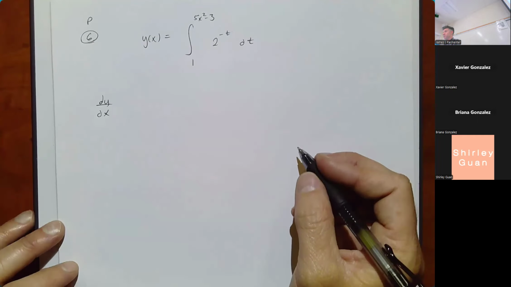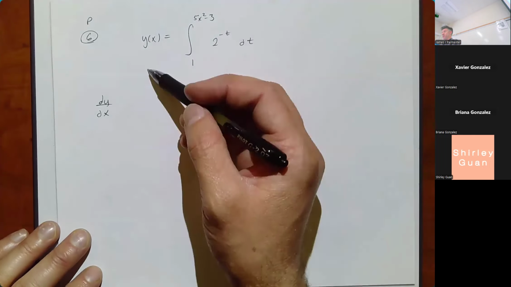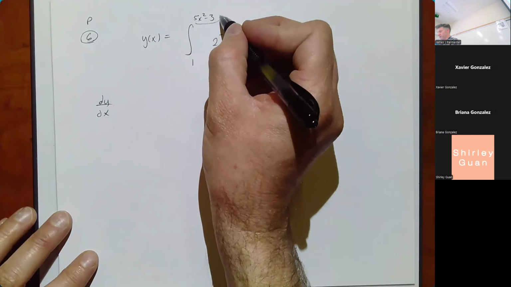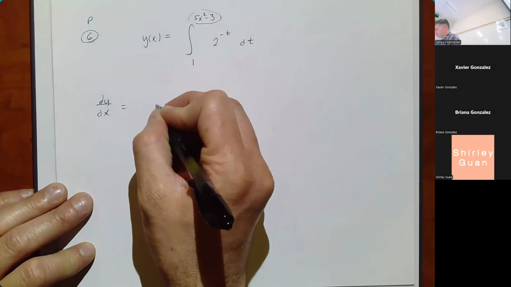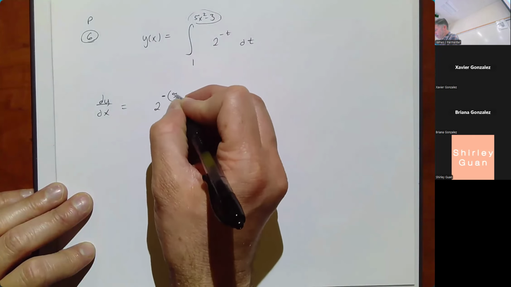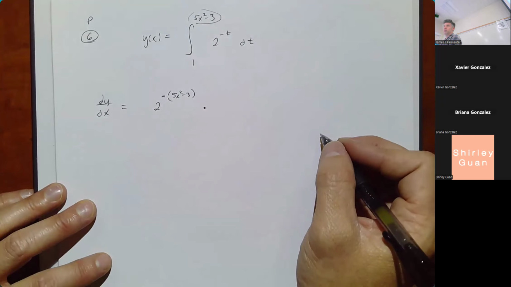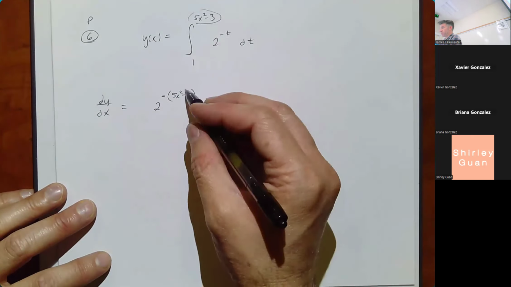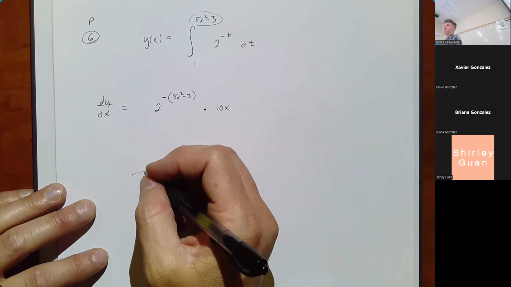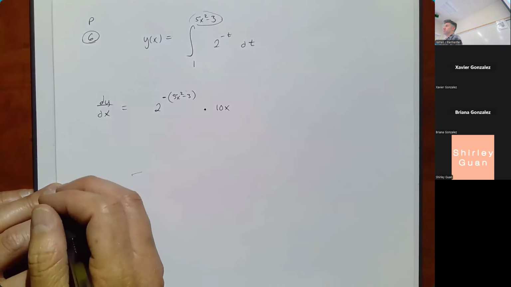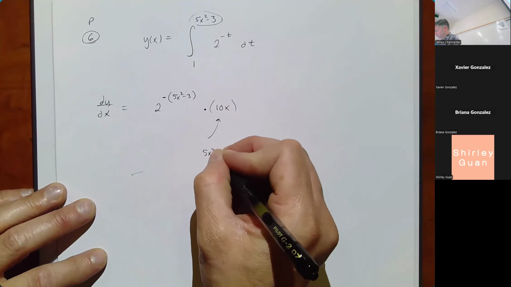Okay. So this is kind of a one-shot answer. If I'm finding the derivative of this integral, what am I doing with the 5x squared minus 3? Plugging it in for the t. So I'm going to get 2 to the negative 5x squared minus 3. And then what do we need to multiply by? The derivative of 5x squared minus 3. That's our answer. That part right there is just 5x squared minus 3.